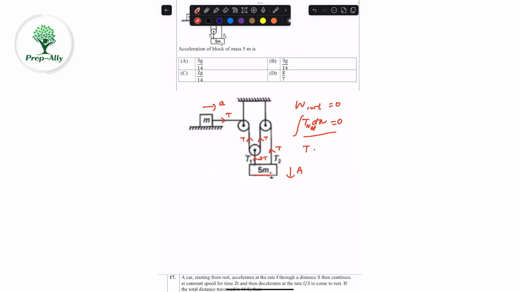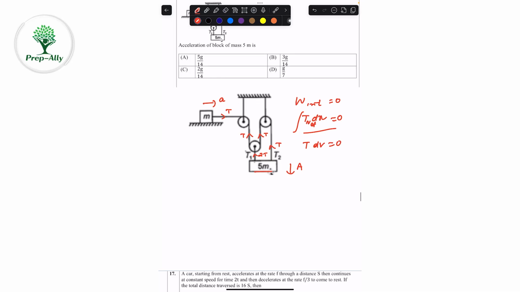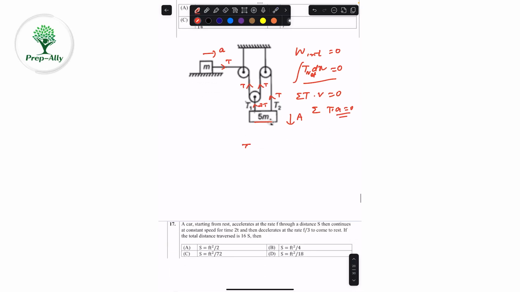Similarly, I can say differentiation of that, which is T dv, also has to be 0. Similarly, differentiation of that, T into v integration, that is sum, and similarly T into A also has to be 0. So for this block, T into a is Ta only, so we'll write T, and then for this block the tension is 2T, this is 2T, and then this is T.